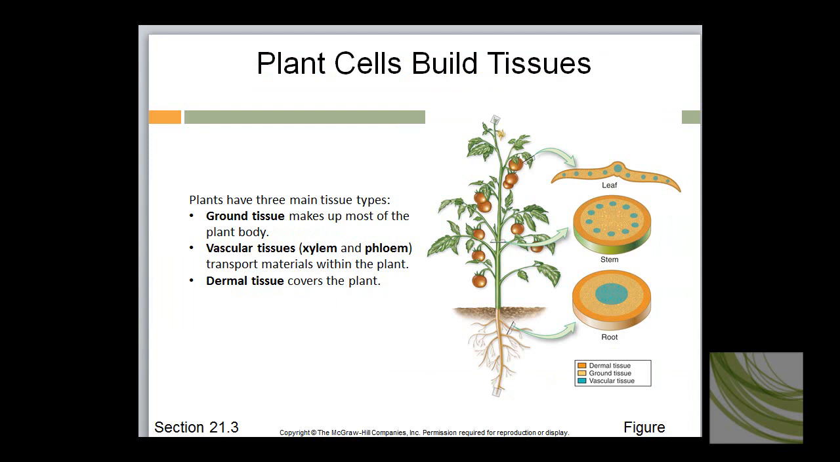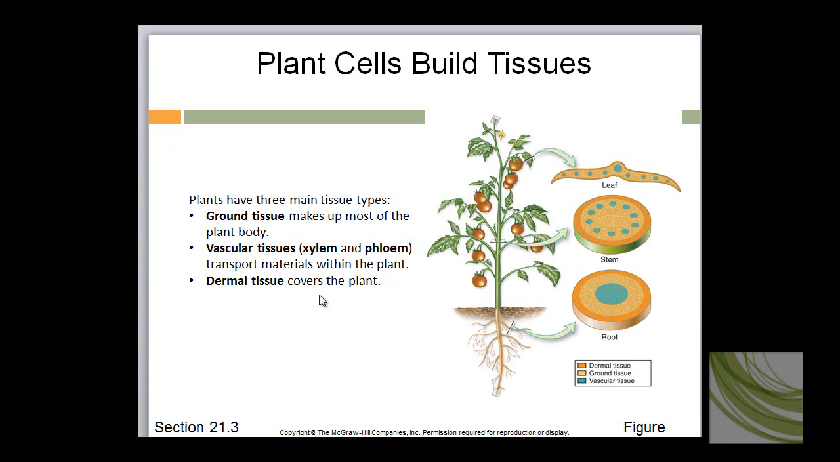Plant cells build tissue. There's 3 types: ground tissue, vascular tissue, and dermal tissue. Ground tissue makes up most of the plant body. Vascular tissue is the xylem and the phloem that transports things through the plant. Vascular tissue in humans or animals consists of veins and arteries. In plants, it's xylem and phloem. Xylem moves water, phloem moves nutrients.